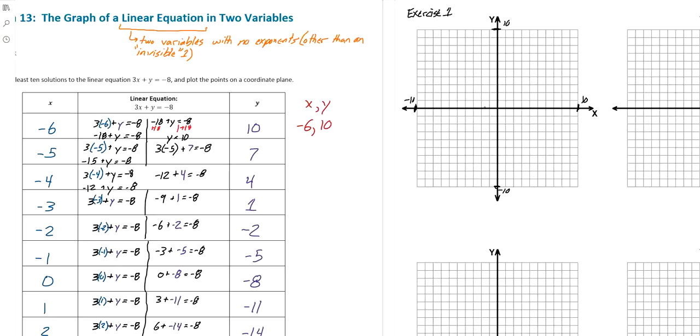All right, so start at the center. We'll go over 6. 1, 2, 3, 4, 5, 6. Don't put a point there though. And up 10. And I know that's all the way to the top. Do the next one, which is -5, 7. So almost all the way over to where we were. Up 7. There we go. Same deal, we'll keep going. -4, 4. So 4 to the left. 1, 2, 3, 4. Up 4.